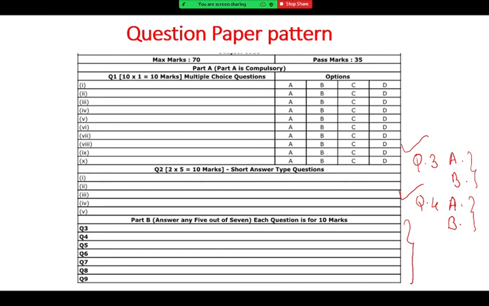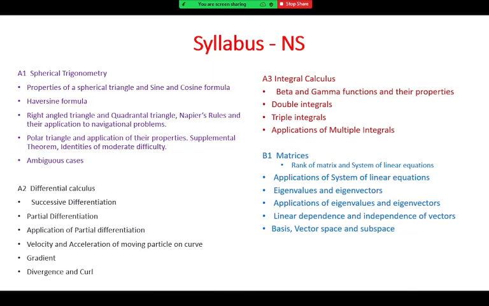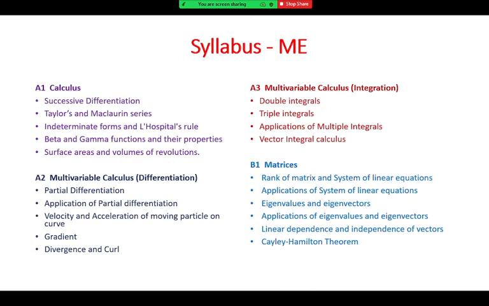Now I will show you the syllabus. You already have the syllabus, I know, but this is the syllabus for NS. The topics are nearly the same for both ME and NS. Mainly integral calculus, differential calculus and matrices. This is the same syllabus for both ME and NS. Only spherical trigonometry is for NS, and in ME you have this syllabus. This is the syllabus for the ME side.